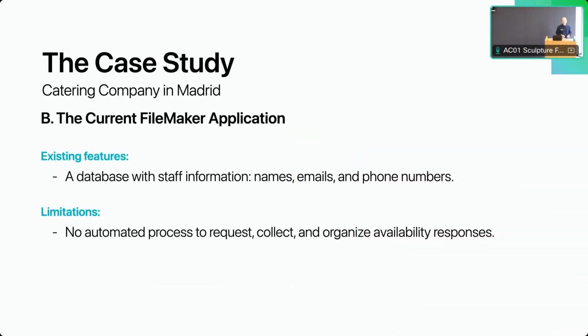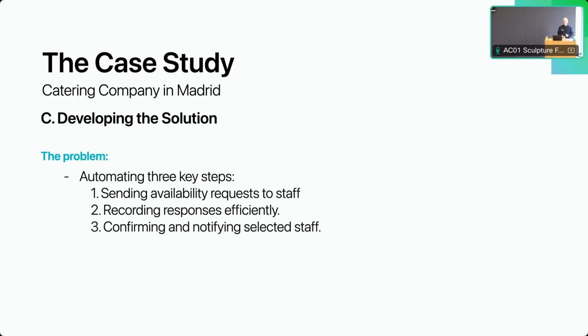They already have a FileMaker database, the typical setup with tables for events, waiters, addresses, and so on. But even though they were using a computer, everything was still manual. They had to contact each waiter individually to check their availability. Sometimes by a phone call, sometimes with a text message, occasionally an email.